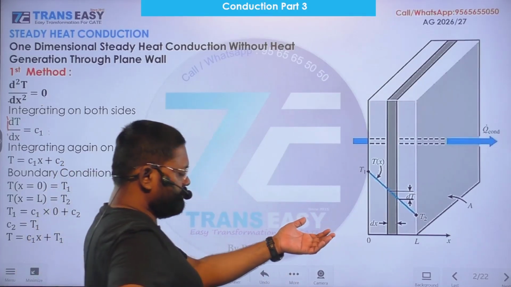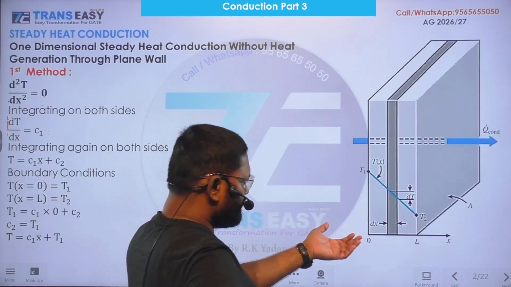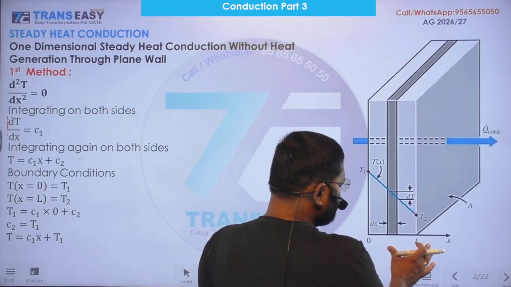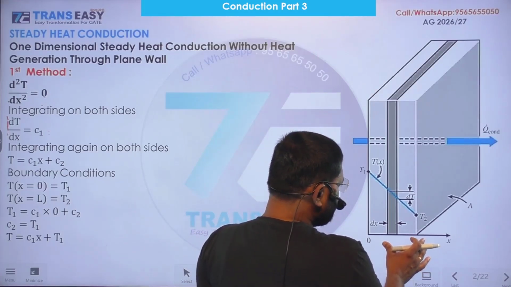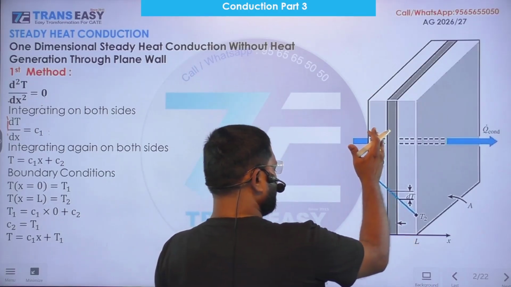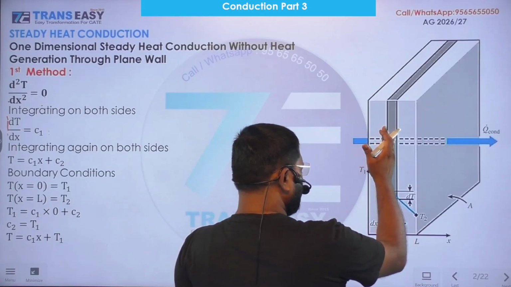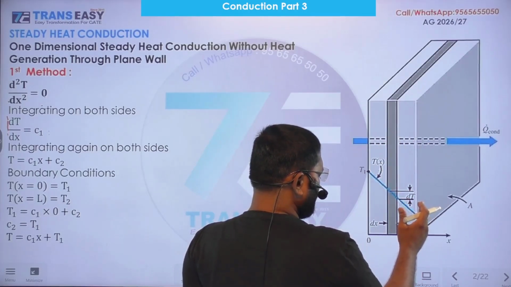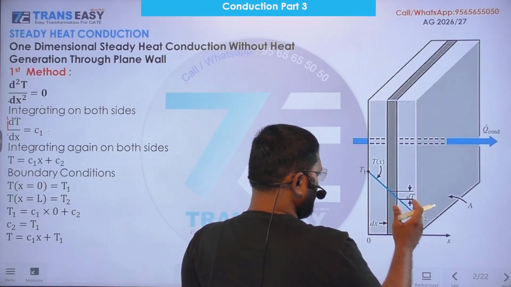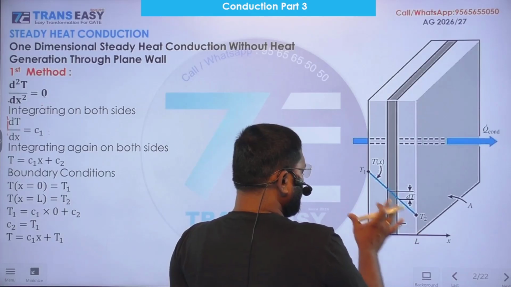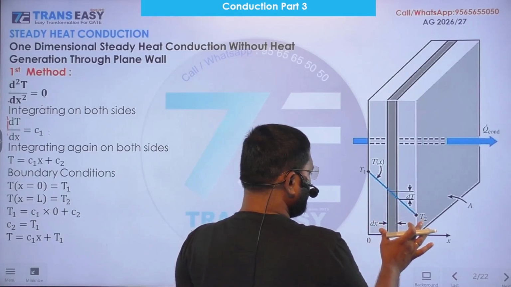This is your problem. A wall of thickness L having T1 temperature on its left face and T2 temperature on its right face. And this is the thickness of the wall. T1 is greater than T2.